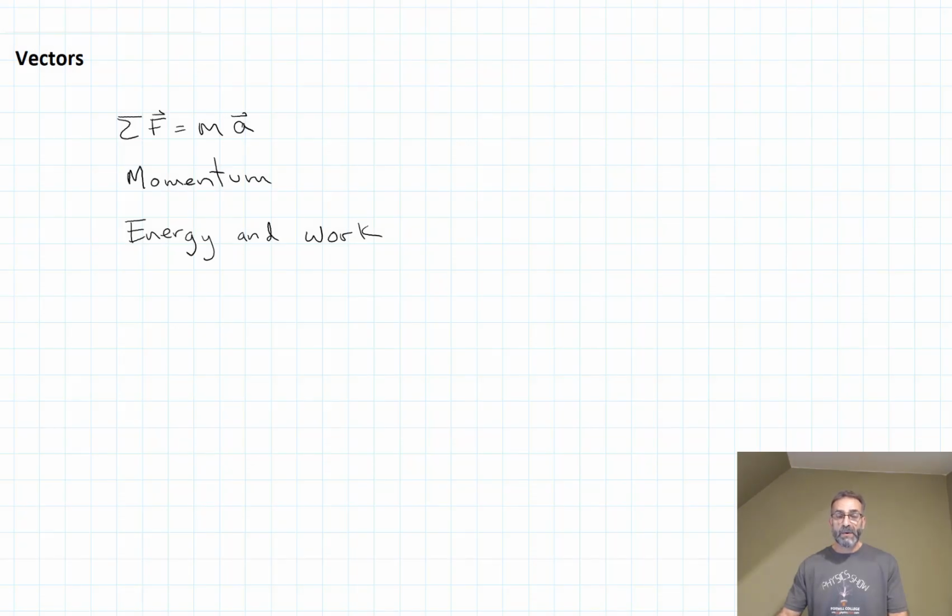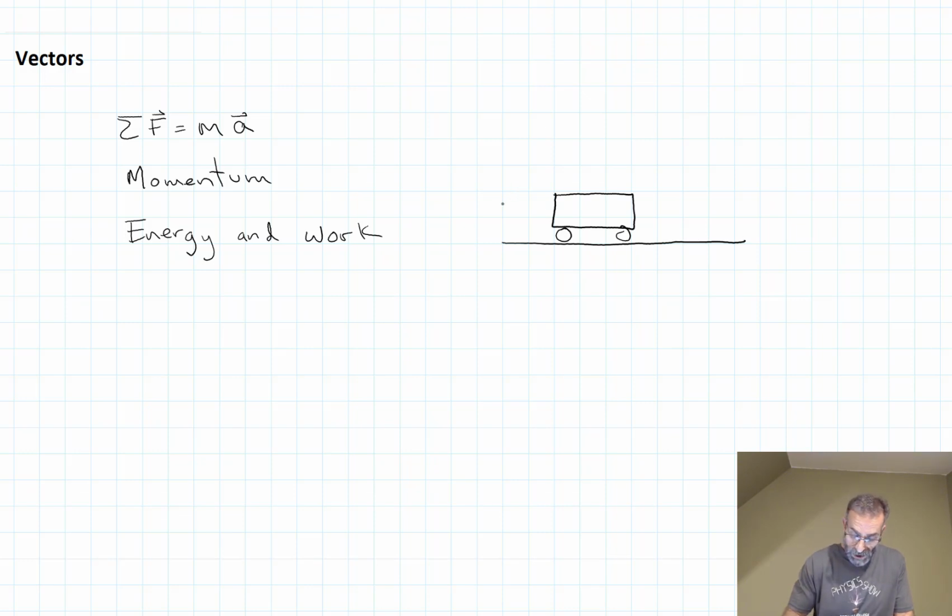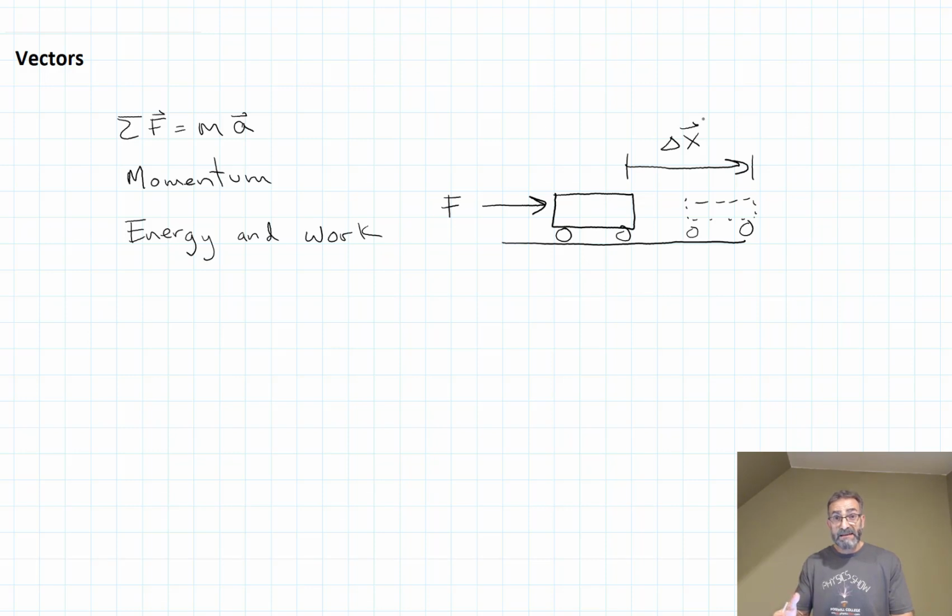Work is also a scalar quantity, but vectors do affect the work done. Let's think about what happens when our force is in the direction our object is moving. So I have a cart that moves on low friction wheels, and if I push on it, I exert a force to the right, and if my cart moves to the right, then what's happening to the cart's speed, what's happening to its kinetic energy, and what can we say about the work I'm doing on the cart?